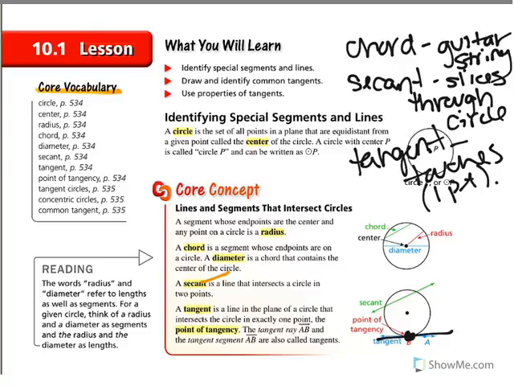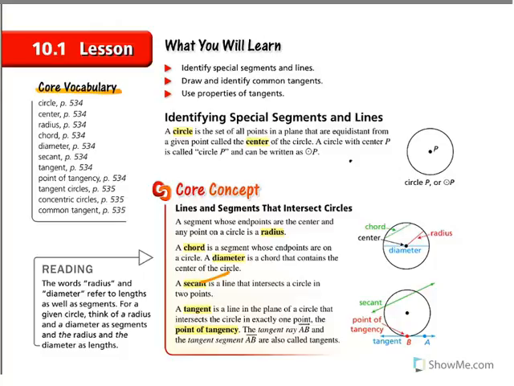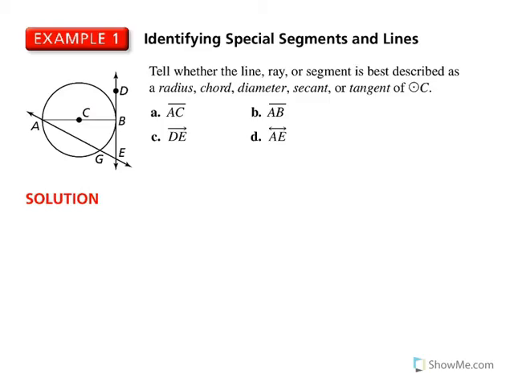Chord is like a guitar string. It has its endpoints on the circle. Secant slices through the circle, and it is a straight line, and then a tangent line touches the circle at one point. Okay. Alright, so now that we know what they are, let's move on to our first example.